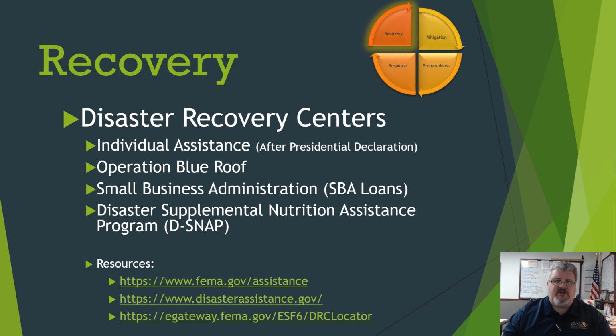You'll be able to sign up for things like Operation Blue Roof. This is an Army Corps of Engineers program where reservists or other Army members or their contractors will come and put tarps on your roof for you. They also will be contacts for Small Business Administration, where you can get low interest loans for rebuilding and recovery. And then there might be sign up for things like the Disaster Supplemental Nutrition Assistance Program, or DSNAP, where you can get reimbursed for food that may have been lost during an event if there was power outages. Resources are listed below related to all of those.